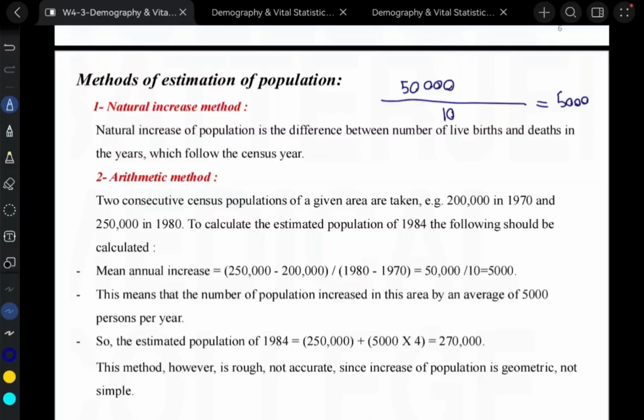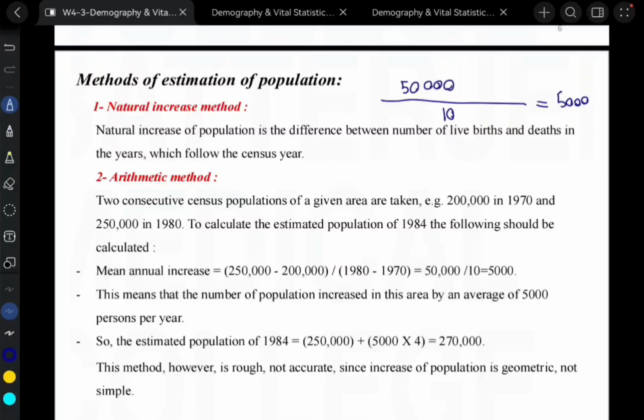Now, that's the first step. The second step, the estimated population 1984, because it's 4 years after the year 1980, so that's 4 years, right? So that's 5,000 four times. So it's basically 5,000 times four. And this number, which is 20,000, we add to 250,000, the census number in the year 1980. So that's 20 extra thousand, and that's 270,000. That's the first equation actually.